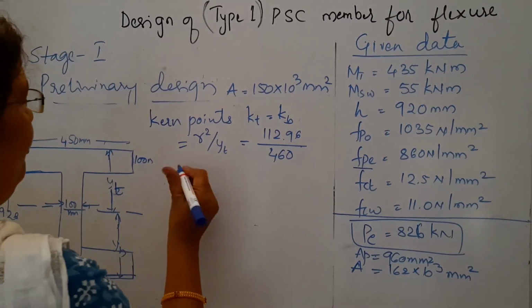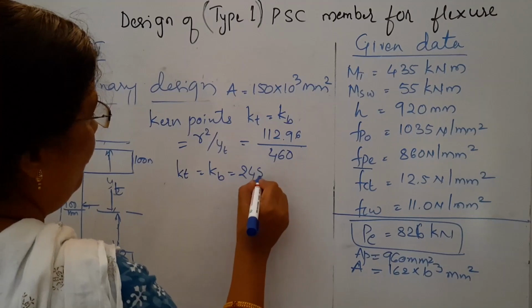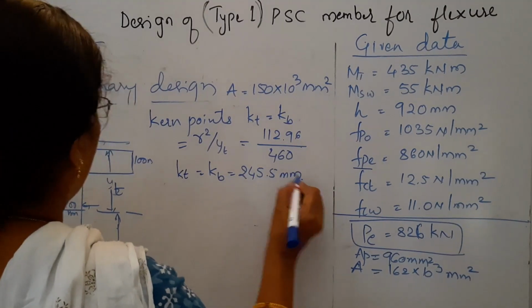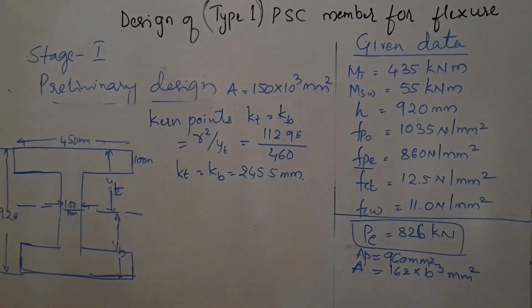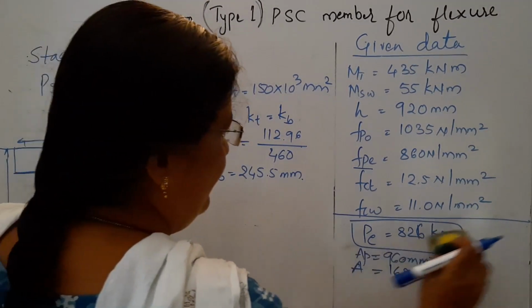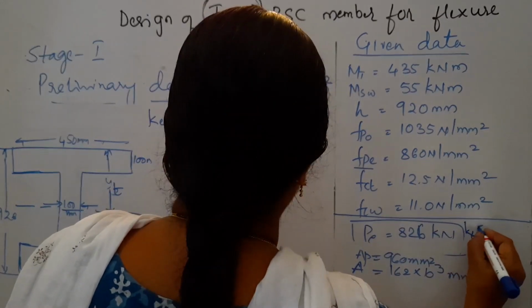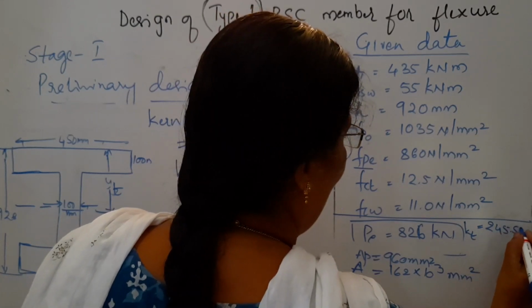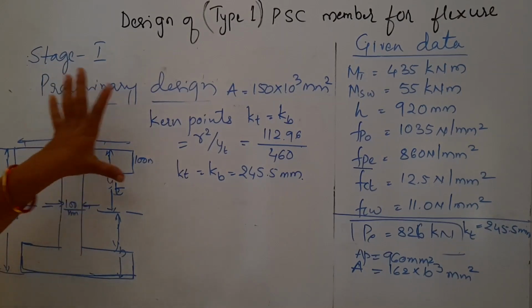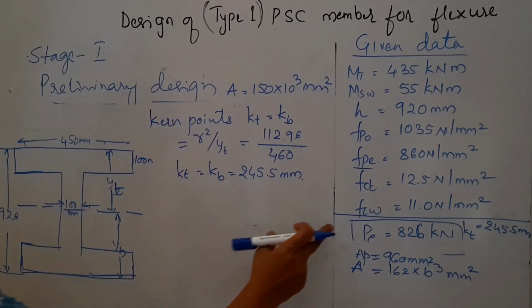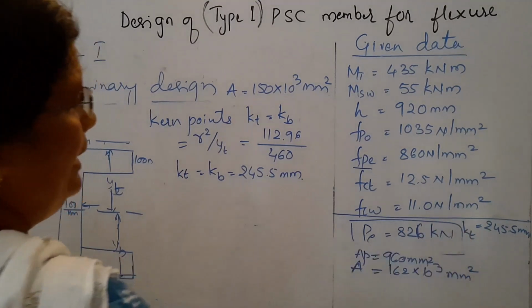This value KT or KB is equal to 245.5 millimeters, and all these properties we have calculated. If I write here once again one more value, KT is equal to 245.5 millimeter required. Now we have trial values, all the values we have calculated: FPO, PE, effective pre-stress, area of the steel, area of the cross section, and the KT, KB.